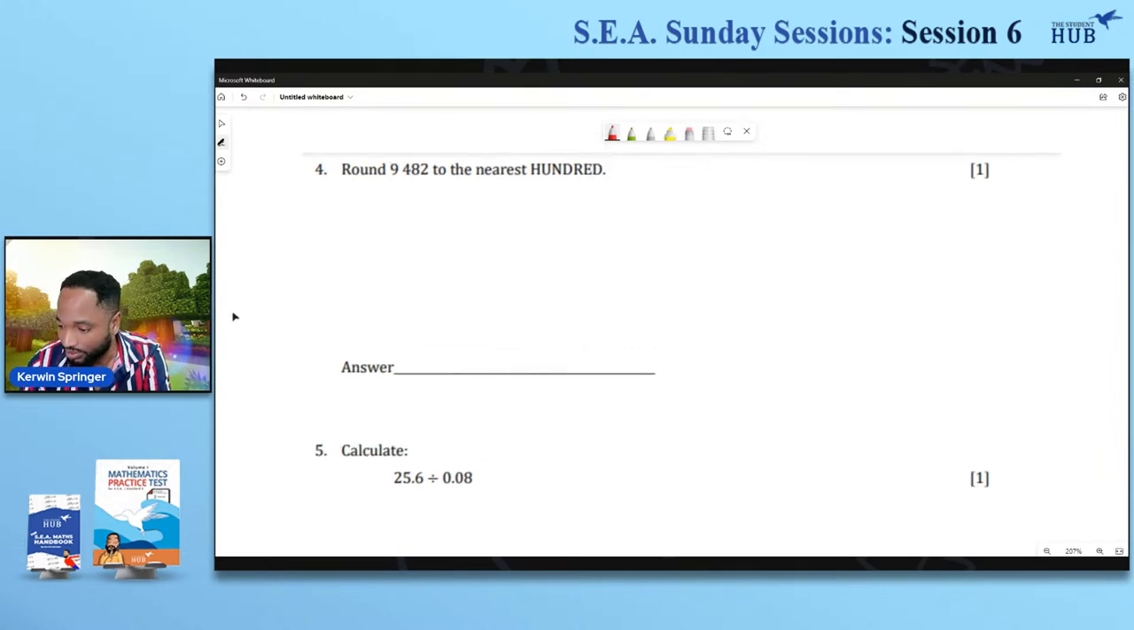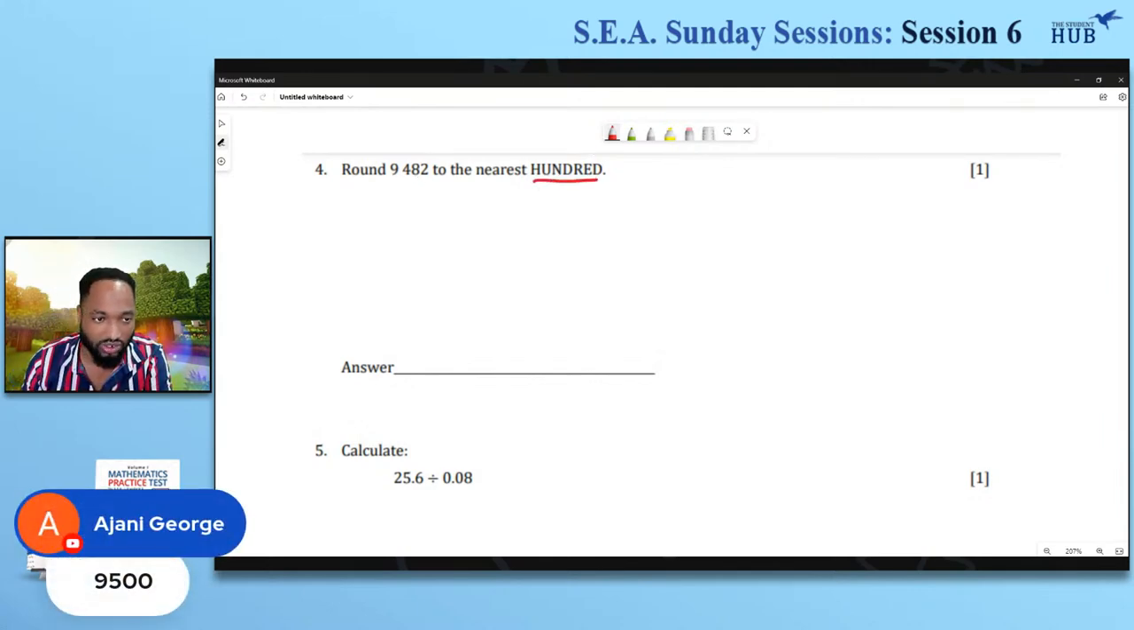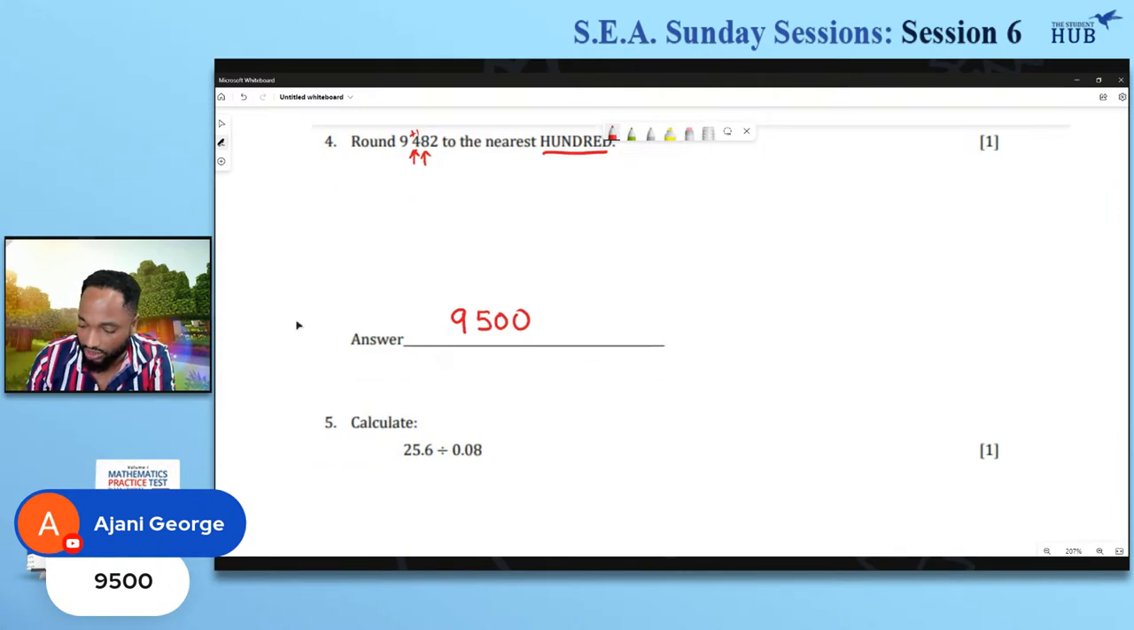Round 9,482 to the nearest 100. So Ajani has the right idea here. We're going to look at the hundreds and then very quickly look at the tens. The tens digit in this number is 8, and it's greater than 5. So it means we have to give this one the boost. Give him the boost. 9, 4, and 1 is 5, 0, 0, and that's how we do it.